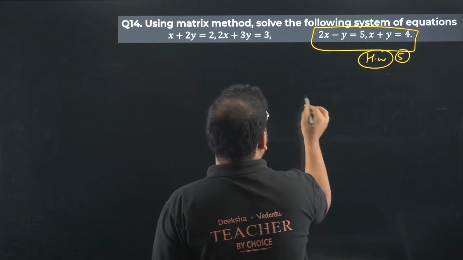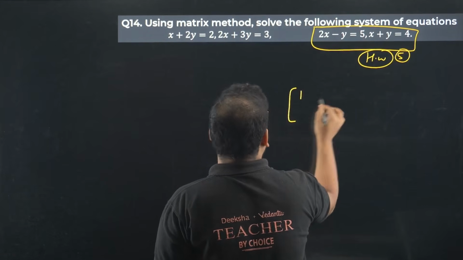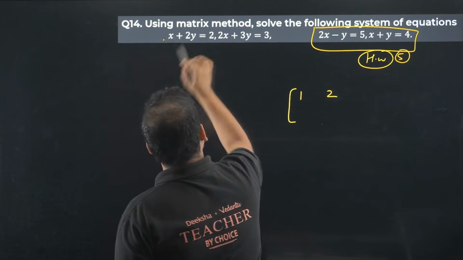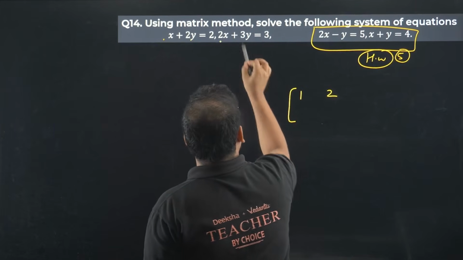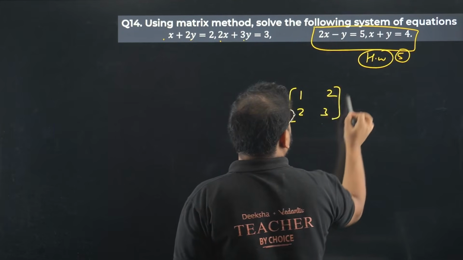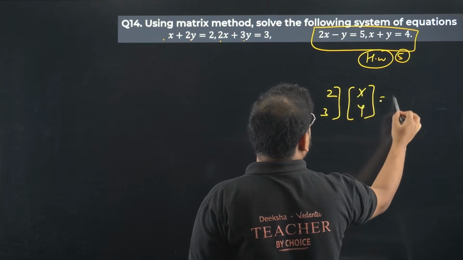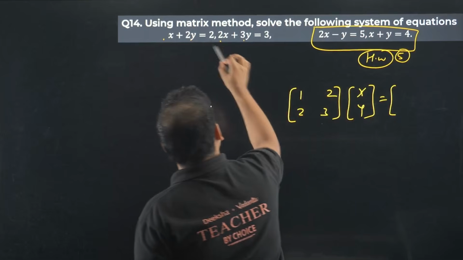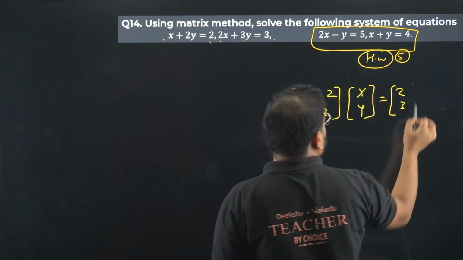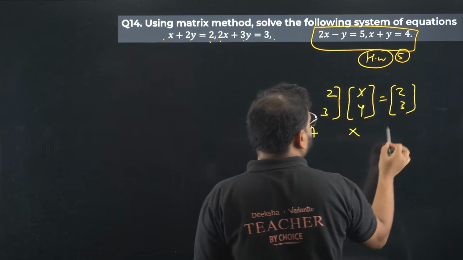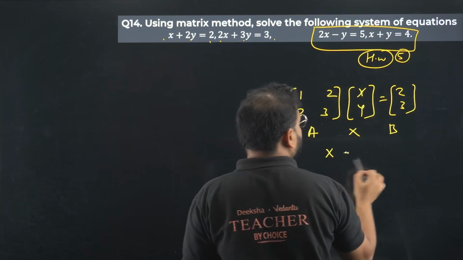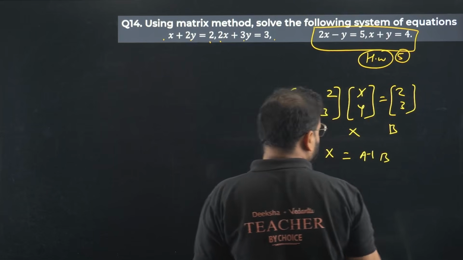Let's make the matrix first. The coefficients are 1, 2 in the first row, and 2, 3 in the second. The variable matrix is the column x, y, and the constants are 2 and 3. This is A, this is X, this is B. I want to find X, which means I have to find A inverse B. How do you find A inverse first?